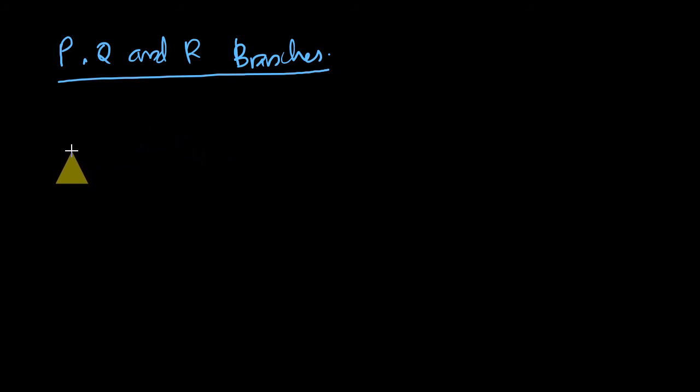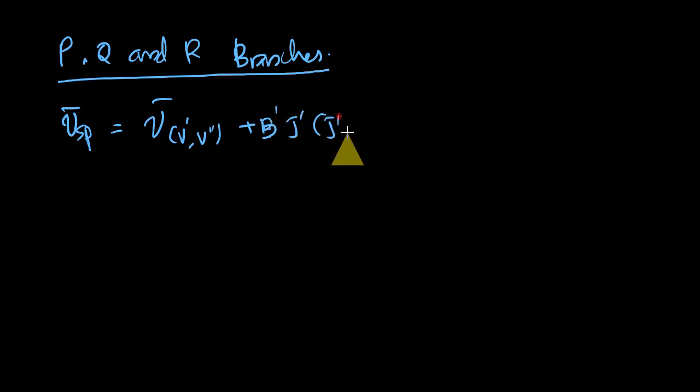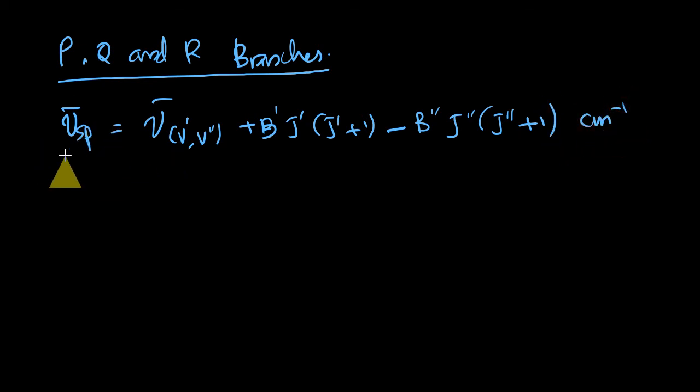There we constructed an expression for the spectroscopic wave number: nu bar spectroscopic is equal to nu bar v prime v double prime plus B prime J prime into J prime plus 1 minus B double prime J double prime into J double prime plus 1 centimeter inverse. So this will give the wave number of a line in the rotational fine spectrum of the electronic spectrum. Here nu bar v prime v double prime is the wave number of a particular line in the v dash progression or the vibrational coarse structure.